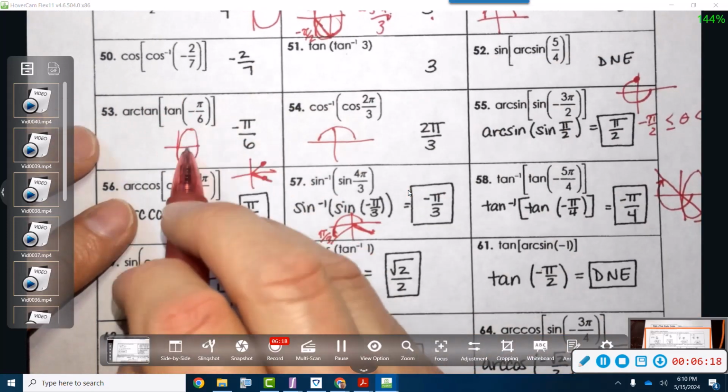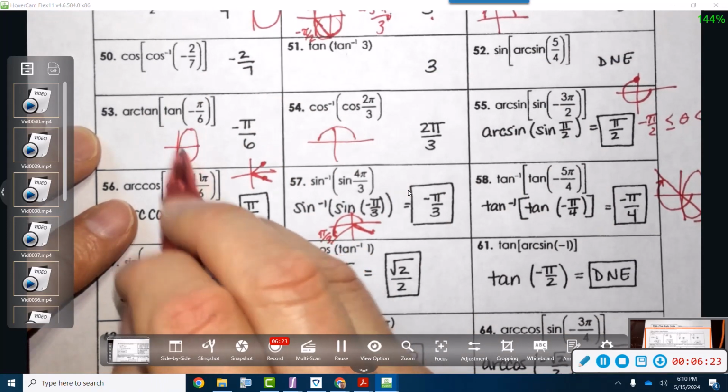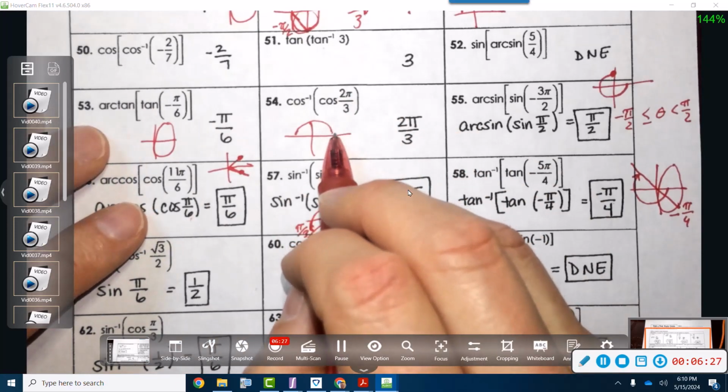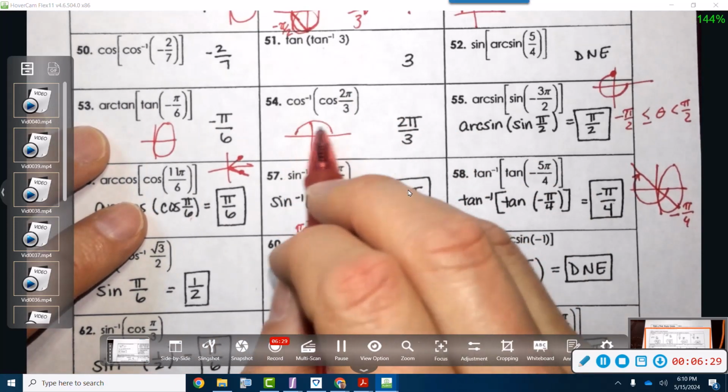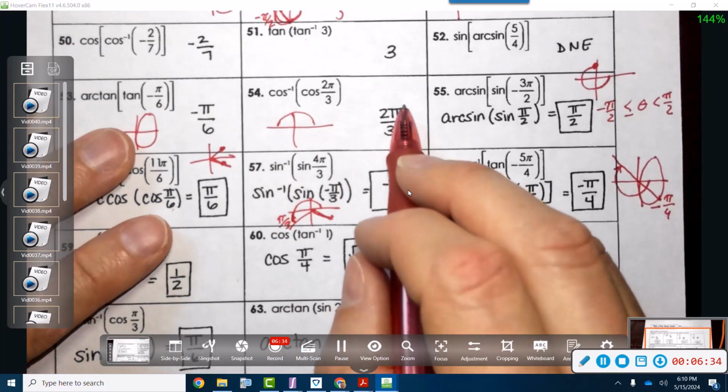All right, tangent, negative pi over 6. Cool, that is within the first and fourth quadrants, so that is good. You can just spit that out. This one over here is good because 2 pi over 3 is in the 2 quadrants that arc cosine uses, so that's good.